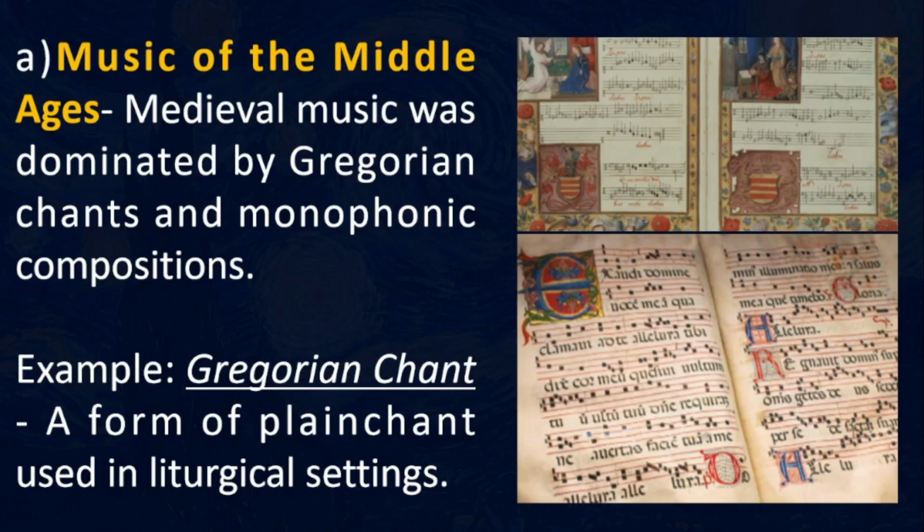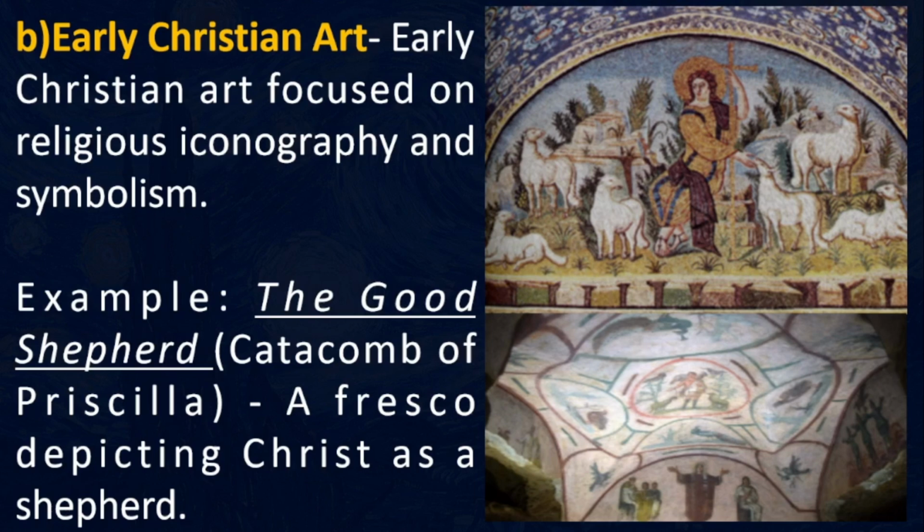4. The medieval period. A. Music of the Middle Ages. Medieval music was dominated by Gregorian chants and monophonic compositions. Example, Gregorian chant. A sacred monophonic vocal music used in Catholic liturgies, known for its calm, flowing melody. It was written in Latin and followed a free, speech-like rhythm. Its spiritual and meditative quality aimed to elevate the listener's connection to the divine.